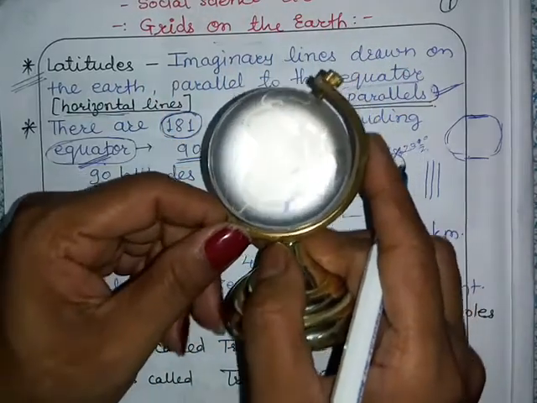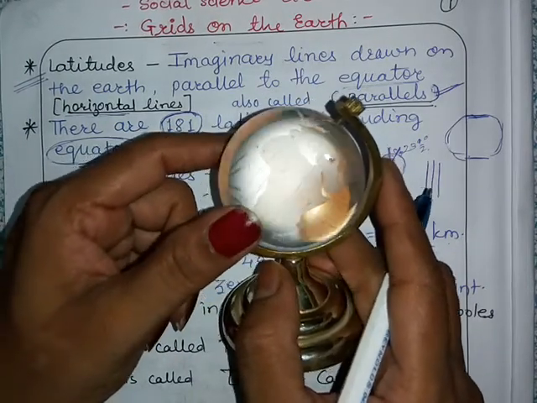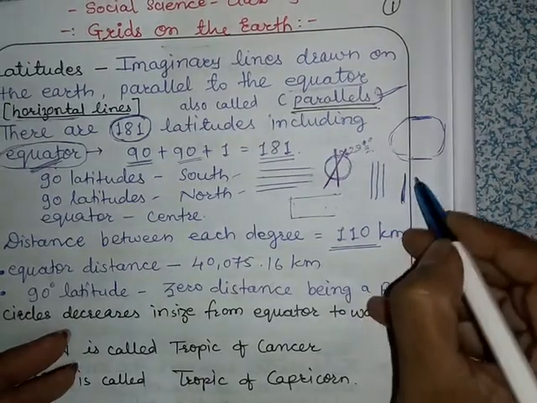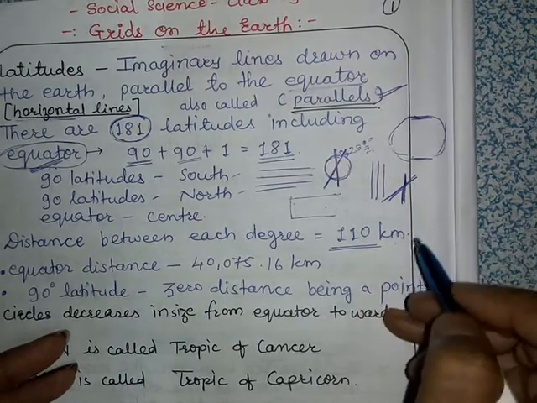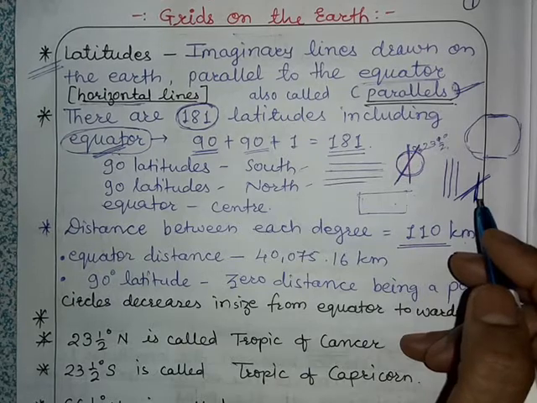Okay, it is tilted, that is, the earth is tilted by 23.5 degrees, and that is why its axis is like this. It is not like this, it is like this. So the earth is tilted and it is rotating in the same way.